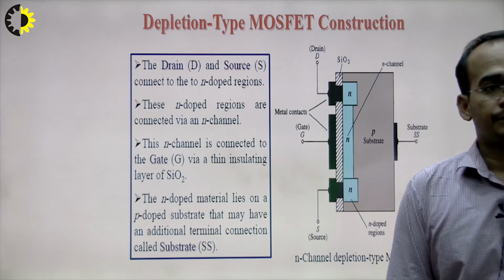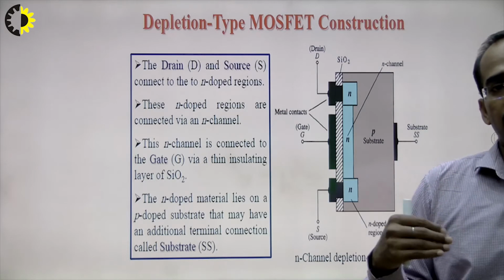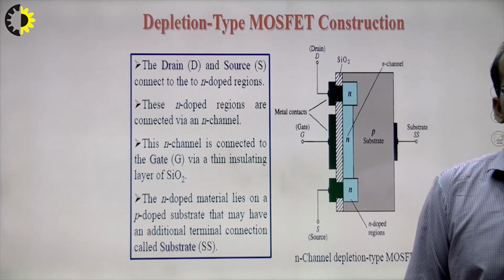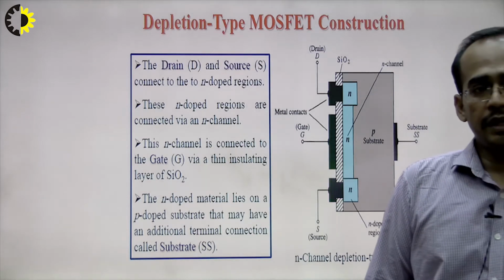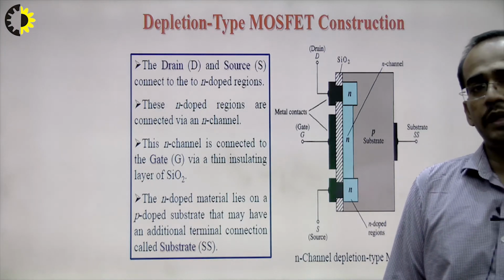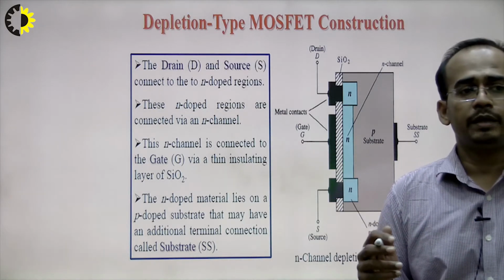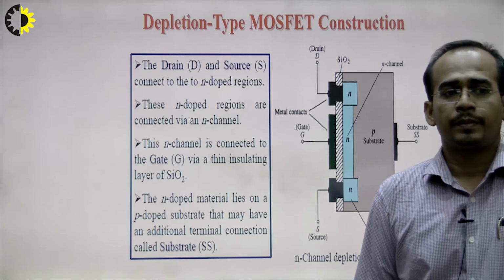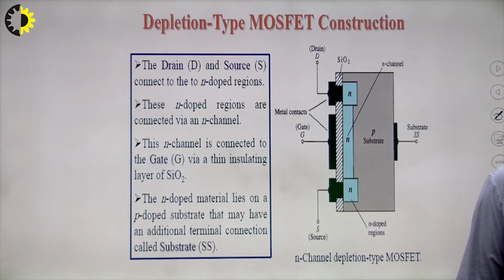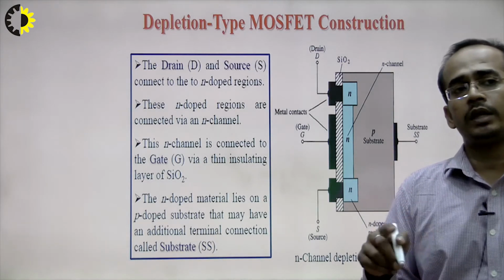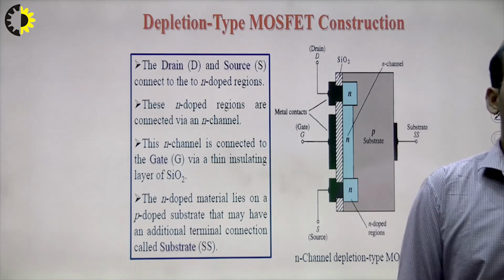and these n doped regions, the n wells, are connected to the n channel. The gate is insulated from the n channel by the silicon dioxide layer. Now, that is the construction, and what is the working of this depletion type MOSFET?